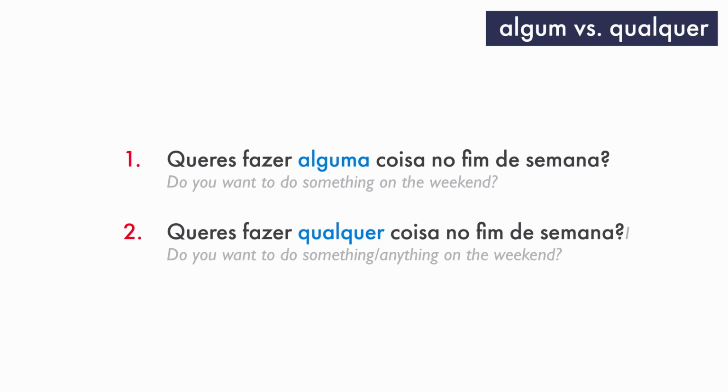In some circumstances, algum and qualquer can mean almost the same thing. For example, queres fazer alguma coisa no fim de semana? Do you want to do something on the weekend? This means I want to do something. I don't want to stay home. Compare with queres fazer qualquer coisa no fim de semana? Do you want to do something on the weekend? It doesn't matter what it is. We can go to the theater, to the beach, etc.